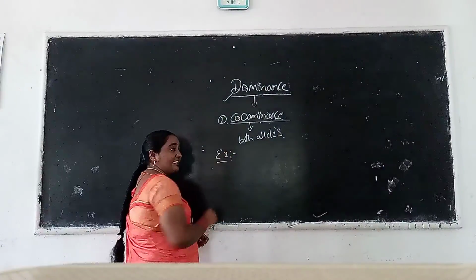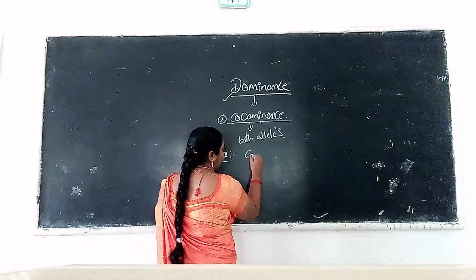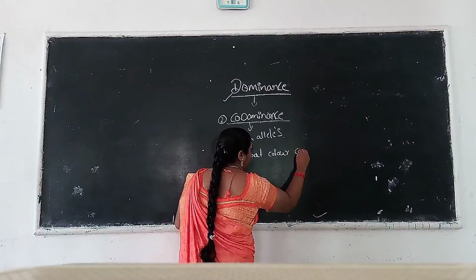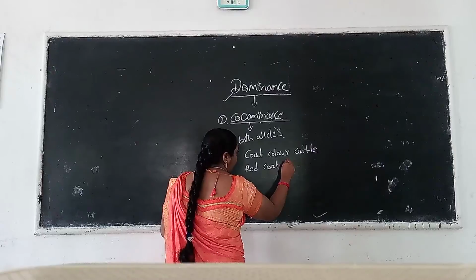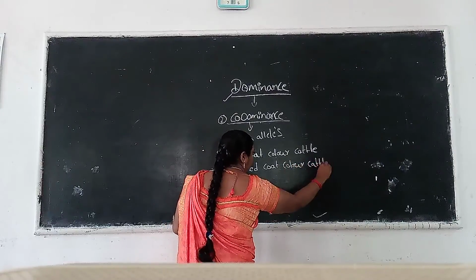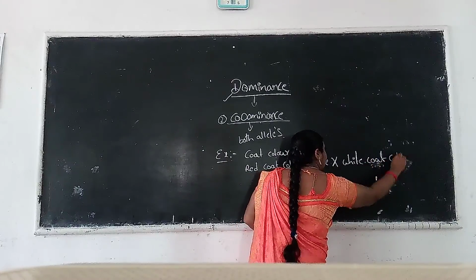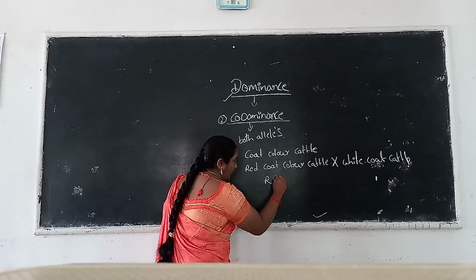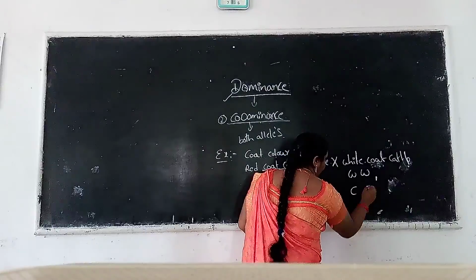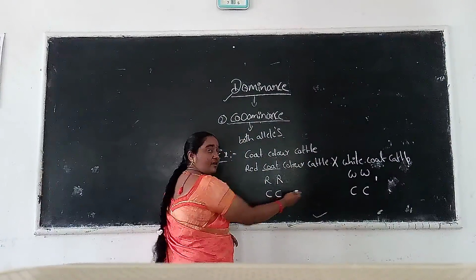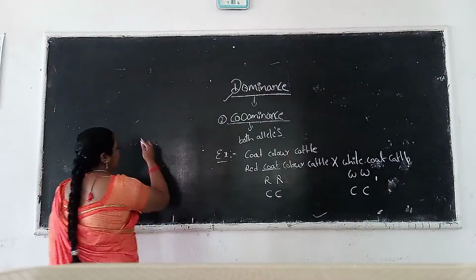The example is a classical example, an experimentally classical theory. It involves coat color: red coat color and white coat color. Red is represented by capital R, coat by C. White is represented by W, coat by C. That is the best classical experiment in codominance. Coming to Mendel's modification.